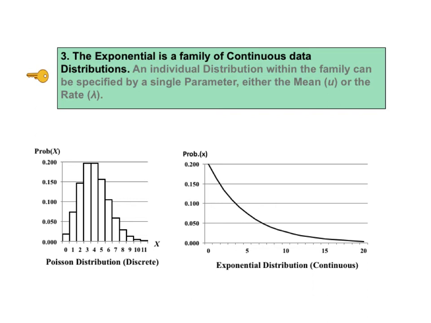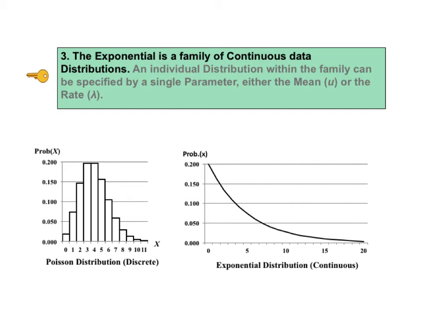Key to understanding number 3 begins by stating that the exponential is a family of continuous distributions. Distributions can be classified as either discrete or continuous. Discrete distributions are like the Poisson distribution on the left. The data is usually count data, which consists of non-negative integers 0, 1, 2, etc. Graphs of discrete distributions have a discontinuous pattern formed by adjacent bars, with each bar representing an integer count.